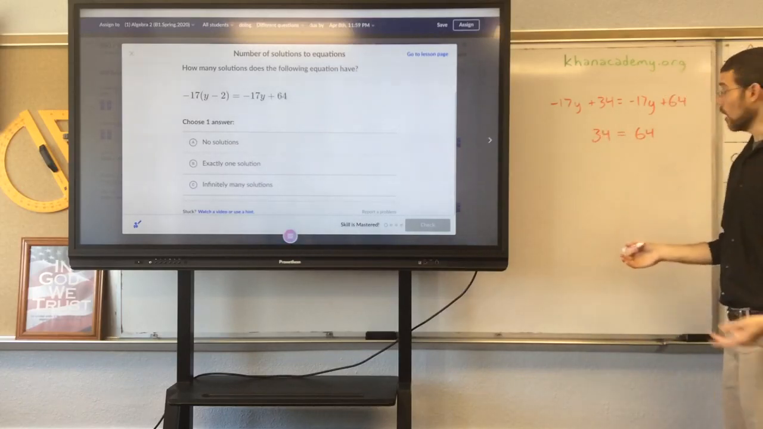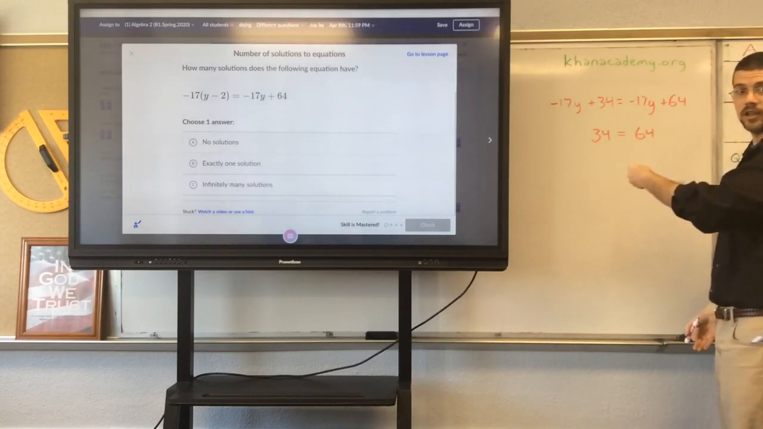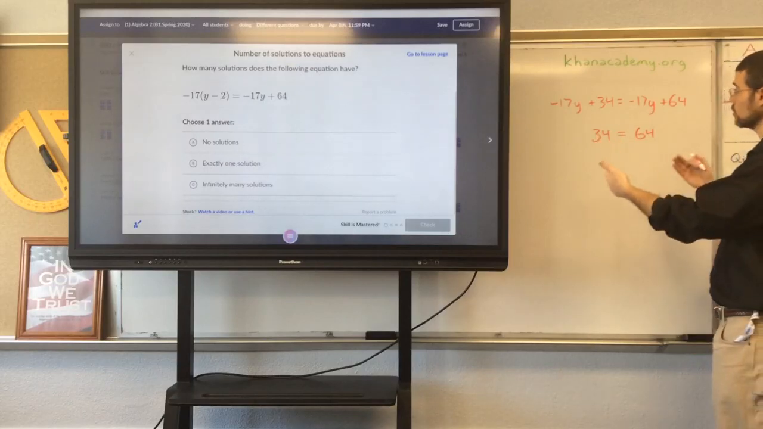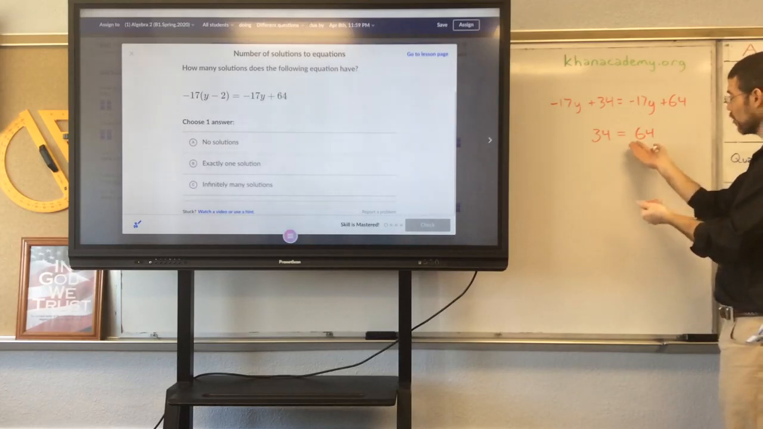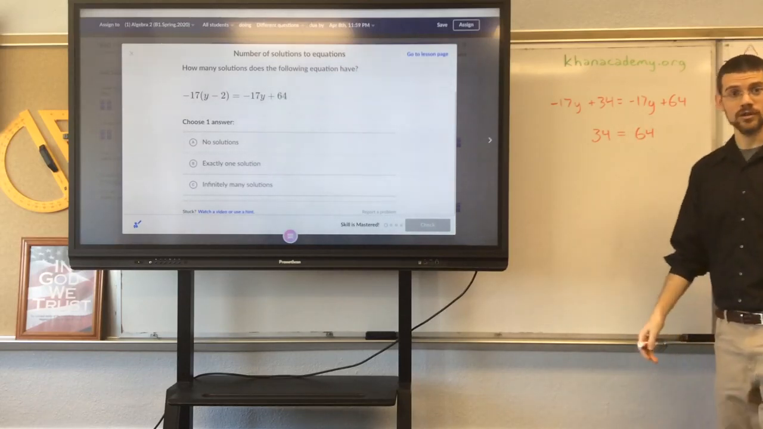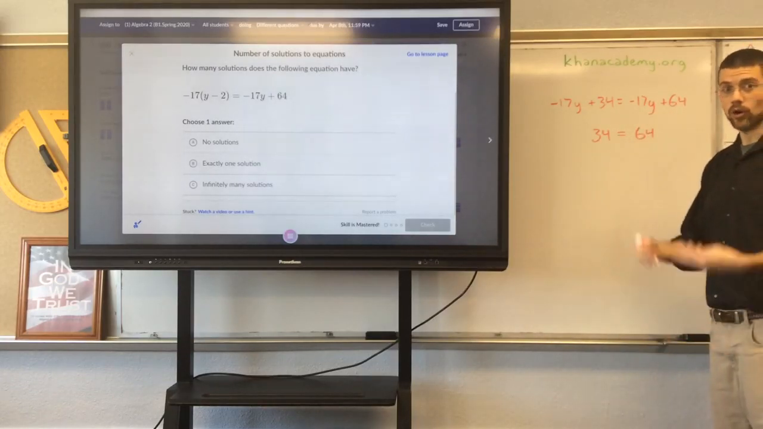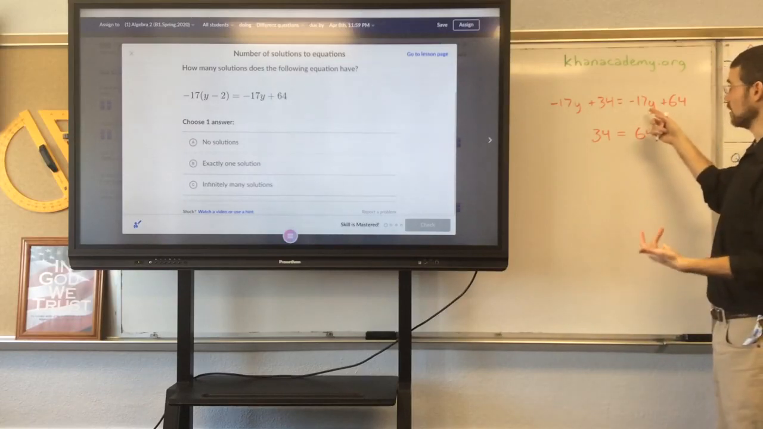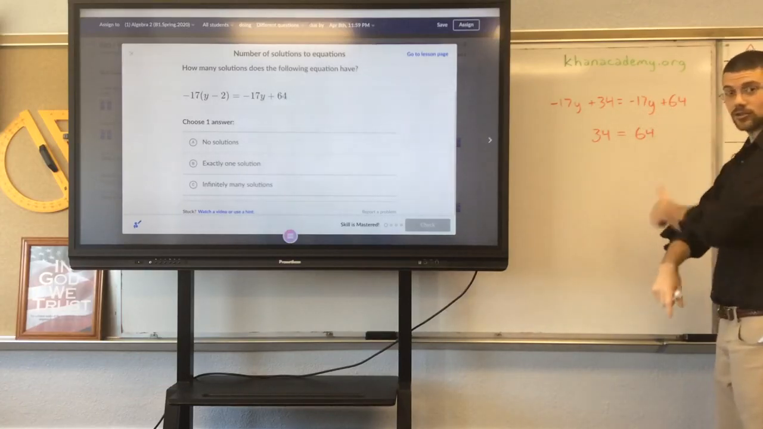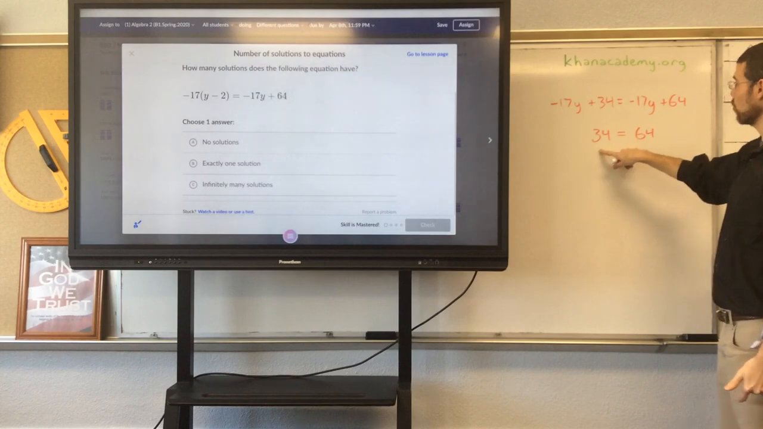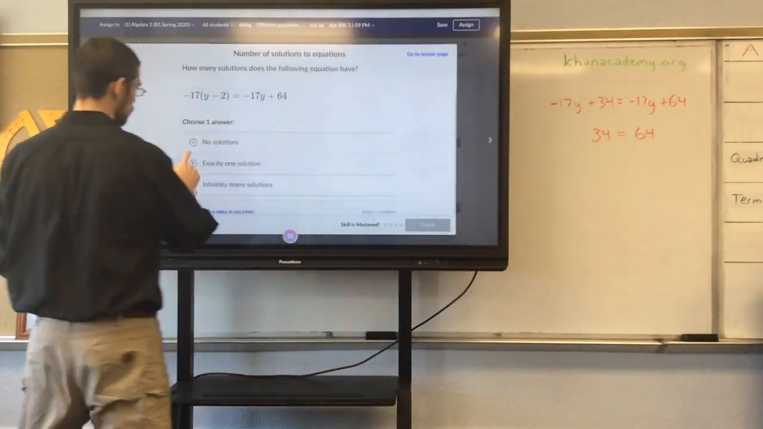So the result, I did an appropriate thing. I did the same thing to both sides of my equation. So if this equation has a solution or has any number of solutions, I will have gotten to the solution by the end. But this says 34 equals 64. Well, that's not true. And it doesn't matter what you say y is, because the y's all canceled out. There were no y's left. So you could make that y be 10, there'd be negative 170 here, there'd be negative 170 there. Those would cancel from both sides of the equation, and you'd be left with 34 equals 64. It's not true. It's never true. And so there are no solutions.